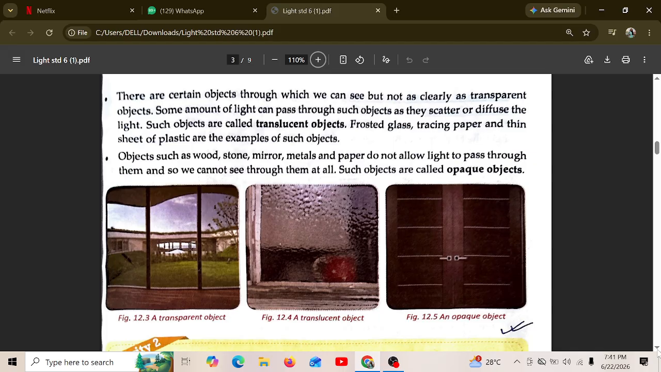Finally, the last type of object, which is an opaque object, which is not allowing any type or a bit of light to pass through it. Therefore, it is considered to be an opaque object and we don't know what is kept inside that door, what is present inside that cupboard. Maybe if it was made of glass, we could have known. Never mind.